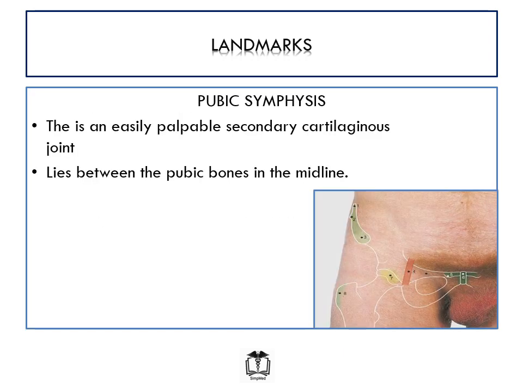The third landmark of the abdomen is the pubic symphysis. It's the most inferior border of the abdomen. It is an easily palpable secondary cartilaginous joint found at the pelvic region or very close to the pelvic region that distinguishes or divides the abdomen from the pelvis. It lies between the pubic bones, and in this image, you can see the pubic surfaces in this particular region. So it is directly in line or in between the abdomen above and the pelvis below.